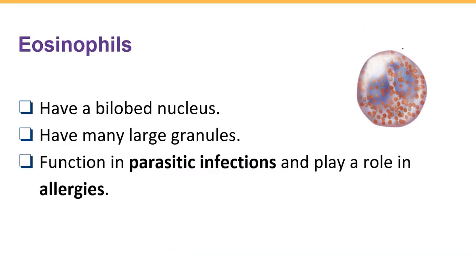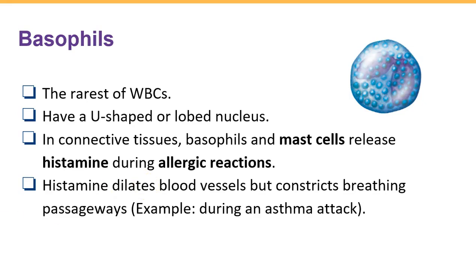And then the eosinophil. Eosinophils have a bilobed nucleus, which means their nucleus has 2 lobes, and they have many large orange or pinkish or red granules, and they destroy parasitic worms. So it means in parasitic infections, there are going to be a lot of eosinophils. Then we have basophils, which we said are one of the rarest white blood cells.